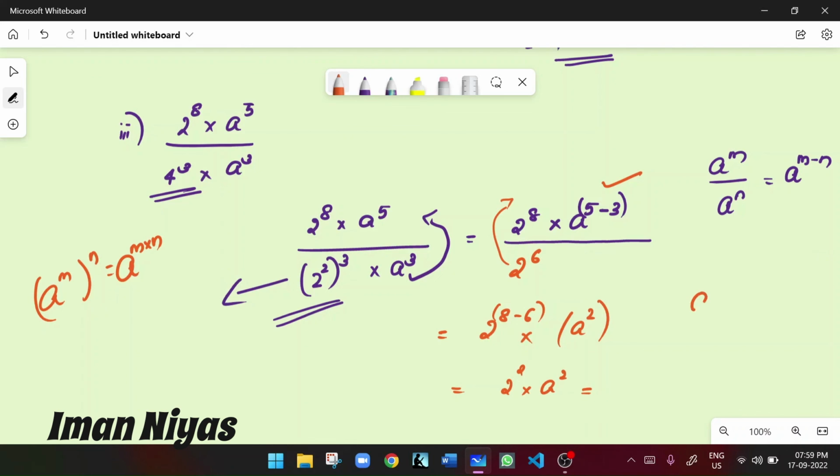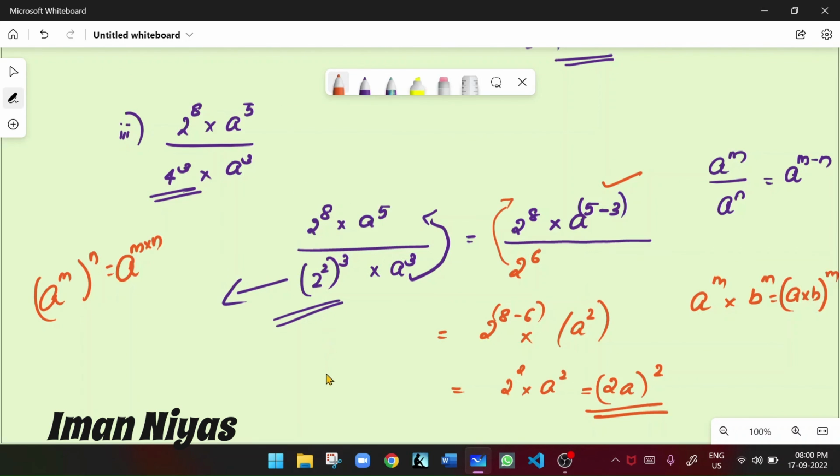What have you learned? a raised to m multiplied with b raised to m is a into b the whole raised to m, right? So can we write it as 2 into a the whole raised to 2? Yes. So that will be the final answer in the exponential form. Clear? So let me give you some more questions to do as homework.